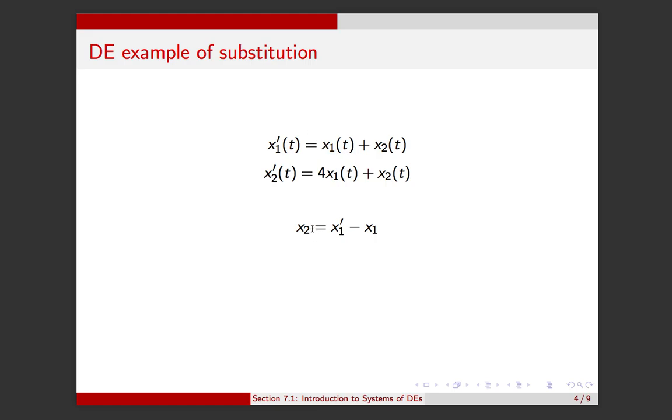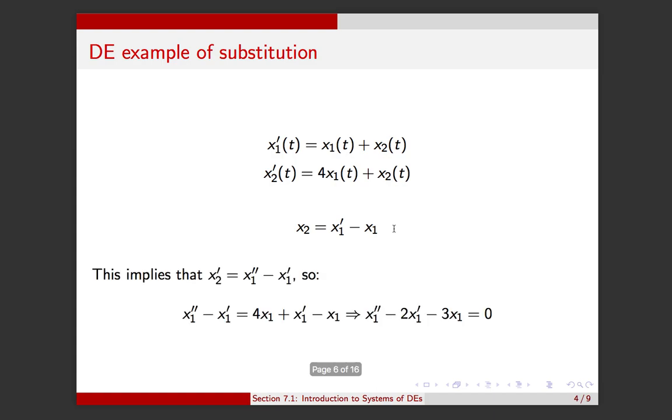Okay, well, once you've isolated a variable in one equation, you can then substitute it into the other equation. So let's just watch that go. To substitute this x2 into this equation, I need to put an x2 right here. I need to put a derivative of x2 right there. Well, if x2 is this, x1 prime minus x1, then what's x2 prime? Well, you just slap primes everywhere, right? It must be x1 double prime minus x1 prime.